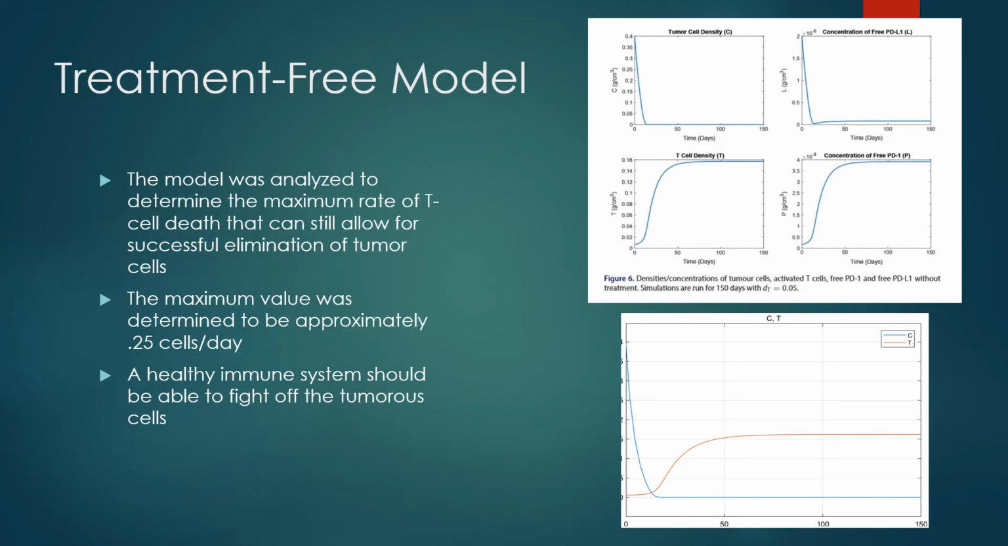So this model was first analyzed to determine the maximum rate of T cell death that can still allow for successful elimination of tumor cells. That value is determined to be a quarter of a cell per day. And so that just shows that a healthy immune system should be able to fight off tumorous cells, whereas an unhealthy or compromised one will not be able to. So just in these graphs, you see that dt, that rate, is 0.05. So the tumor cell density decreases to 0 while the T cells maintain a healthy level. These are the graphs from the paper. This is from my simulation.